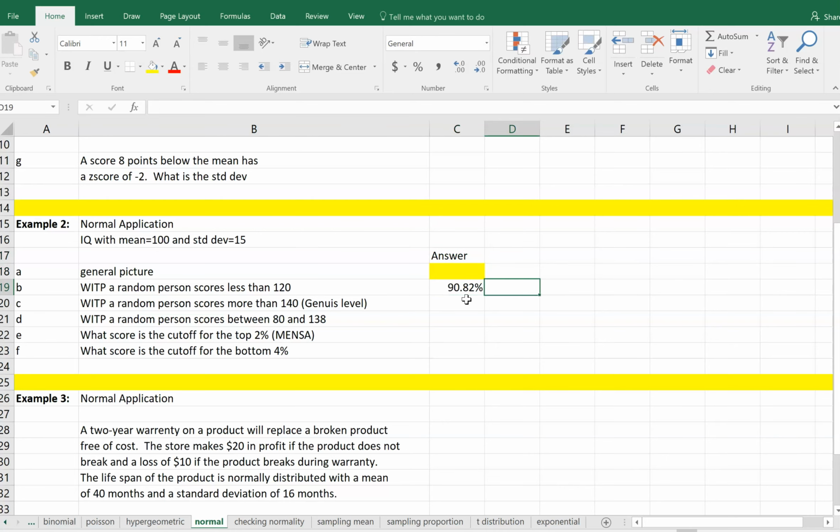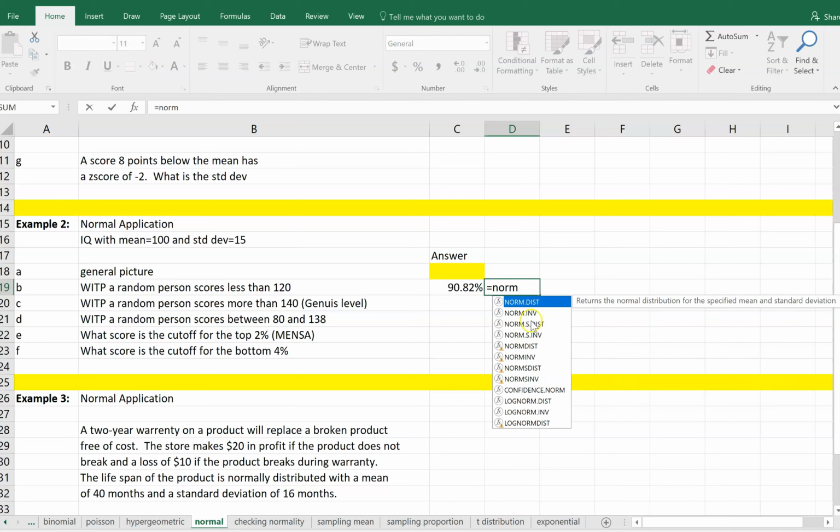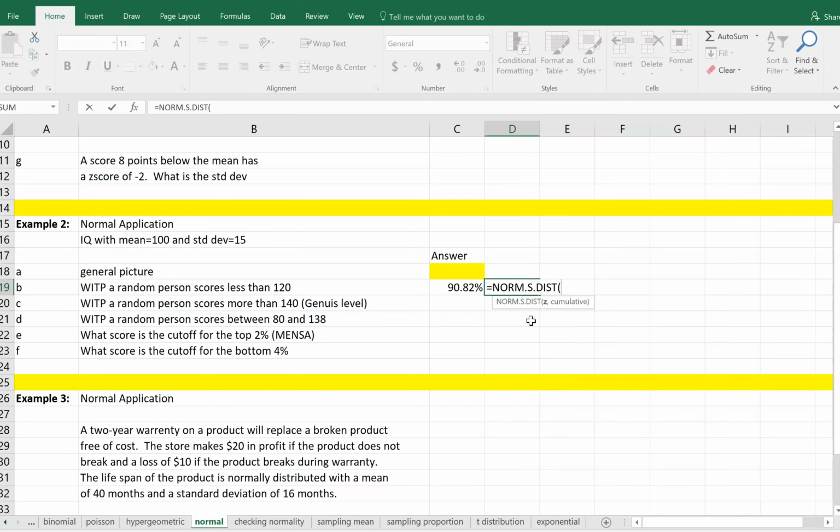How did I find it? I went to the table. Now, do I have to go to the table? Of course not. You could use NORM.S.DIST. This is the only one I use. But to use NORM.S.DIST, you need the z value. Please notice you need the z value. So I'm going to erase here. I'm going to have a column titled z. If you can give me the z value for 120, then I can work with it.